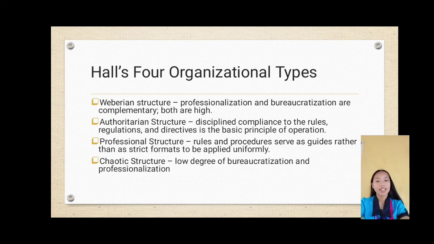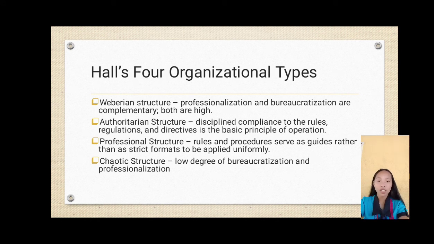Lastly is the chaotic structure. It has a low degree of bureaucratization and professionalization. Therefore, confusion and conflict represent day-to-day operations. Inconsistency, contradiction, and ineffectiveness are likely to happen. In the chaotic structure, strong pressure will also arise to move toward one of the other structural types.